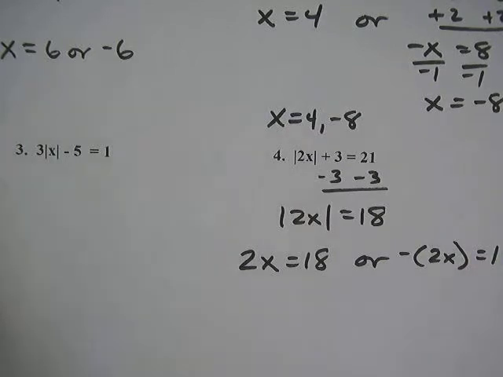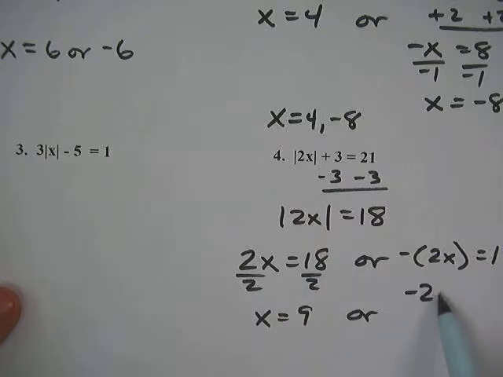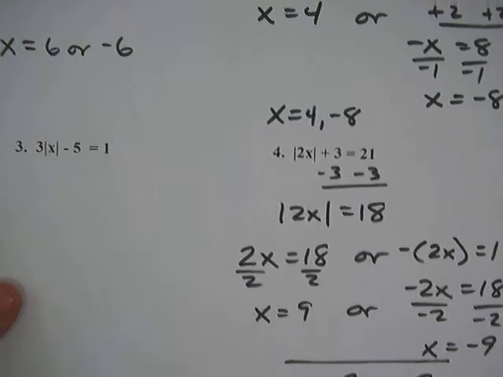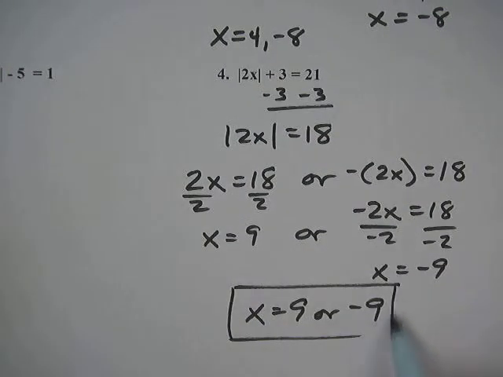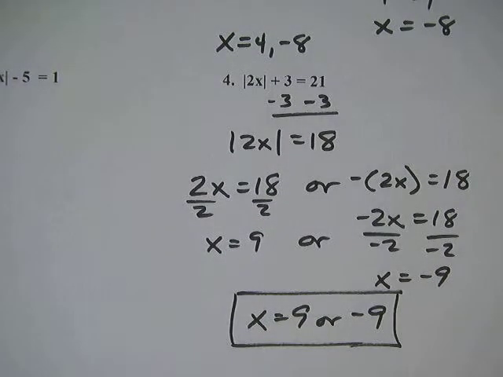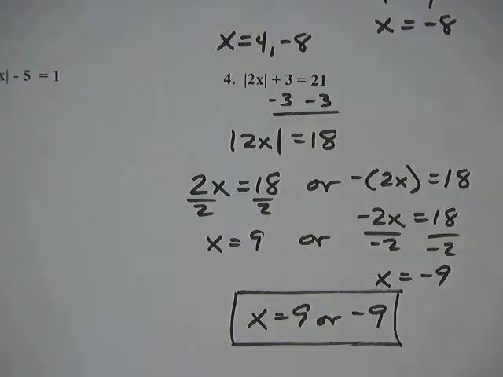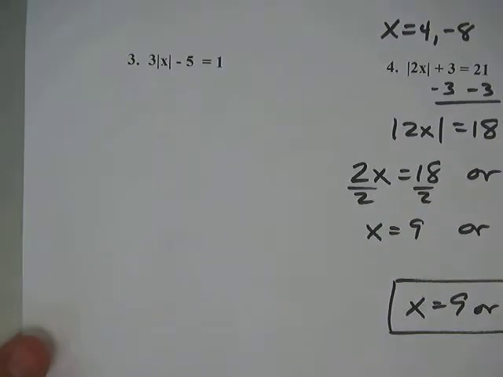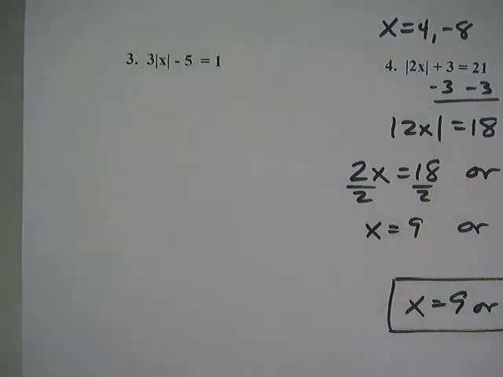So now it's going to be 2x equals 18, or now I'm going to negate whatever's inside the absolute value, so I get that. Solve: x is equal to 9, or over here this is the same thing as negative 2x, so I'd divide by negative 2, and so I get x equals negative 9. So x is equal to 9 or negative 9. Hopefully that makes sense so far. So let's look at one last one.